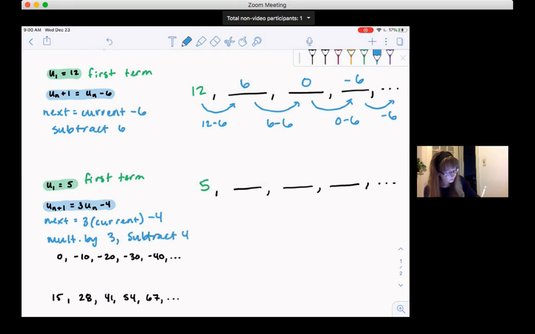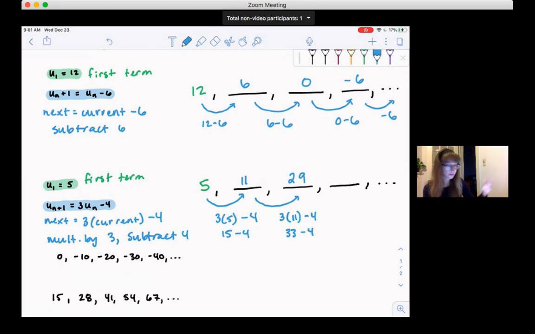Okay, so to go from 5 to the next term, I'm first going to multiply by 3, so 3 times 5, and then I'm going to subtract 4. So 3 times 5 is 15, so we need 15 minus 4, which is 11. Okay, now we're going to repeat that process. So from the next term, we multiply by 3, so 3 times 11, and then we subtract 4. 3 times 11 is 33, so we need to do 33 minus 4, which ends up being 29.